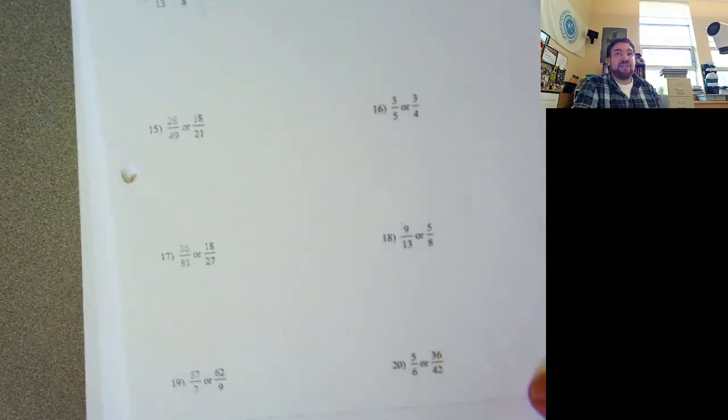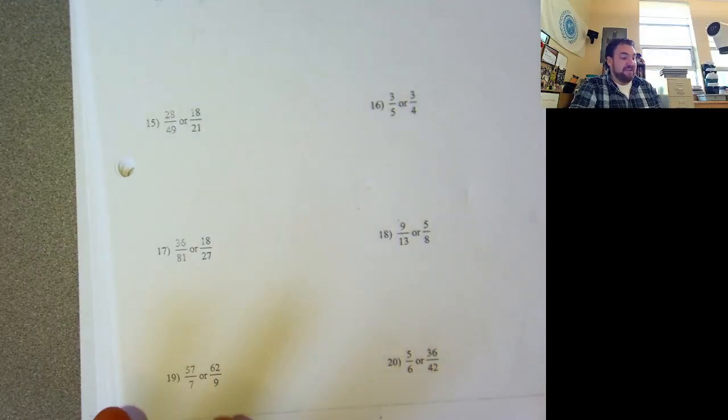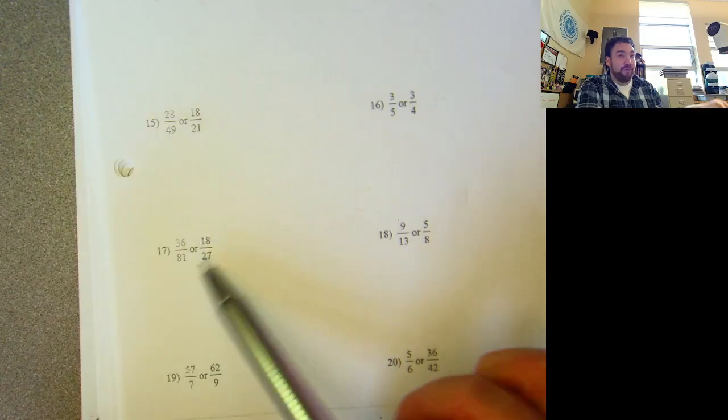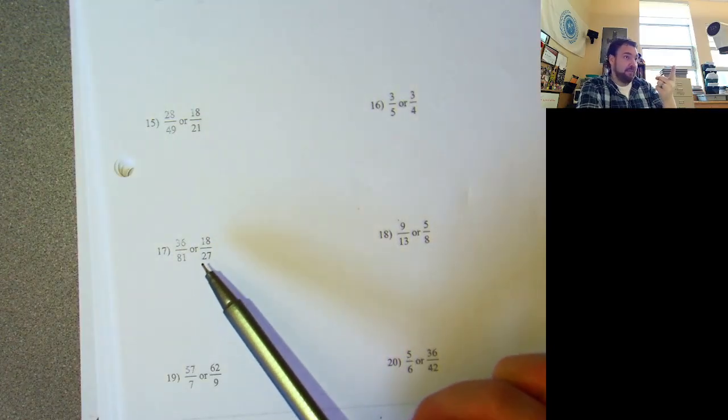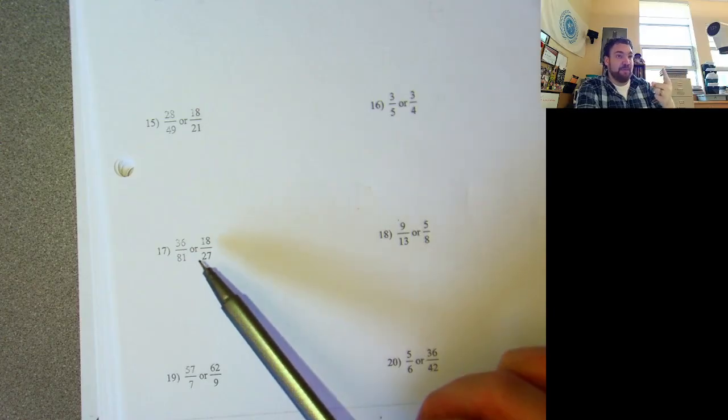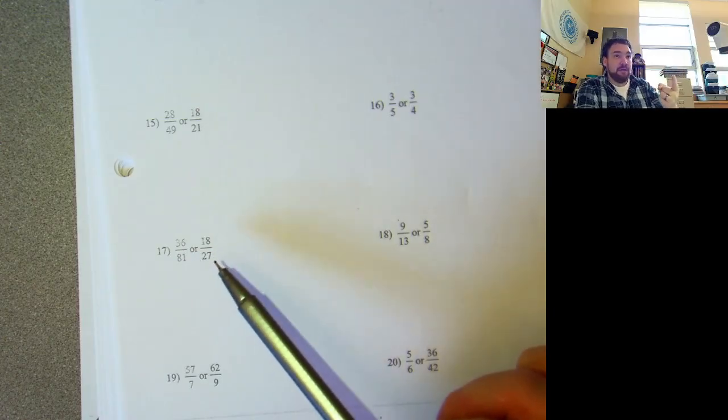I'll do 17 too. The opposite is also true. If I look at a question like 17, everyone flip there if you haven't already. 17 is 36/81 versus 18/27. With something like this, sure, we could find a common multiple, but that would suck. What is a better way to approach a question like 17? You could reduce them both. 81 and 27, 36 and 18, all four of those numbers are divisible by 9. Fun fact, they're also all divisible by 3.